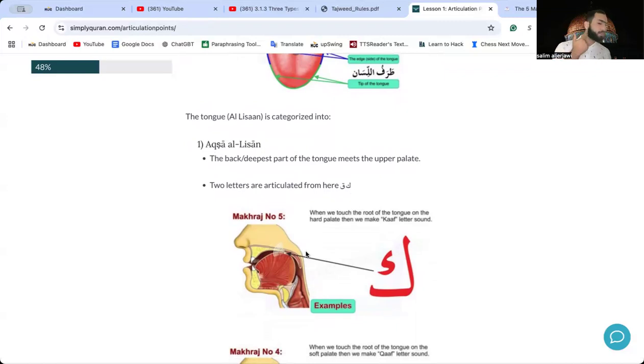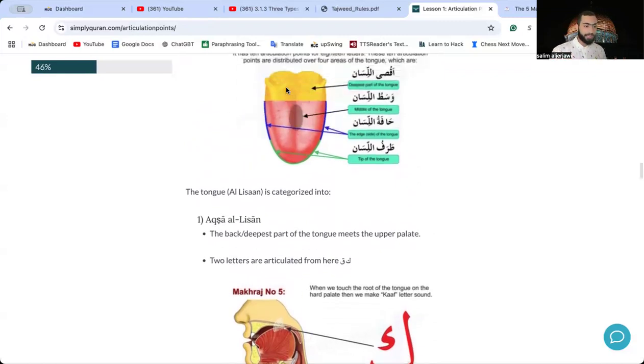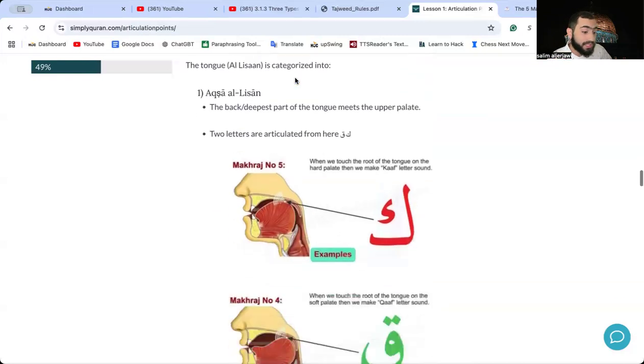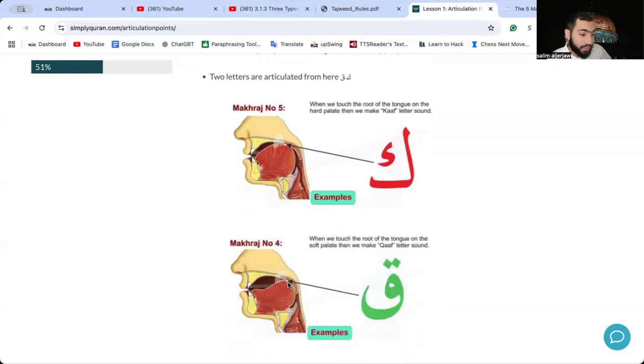The farthest point of the tongue, right here, is qaf. Then if we move a little bit forward, we have kaf. Look, qaf, kaf. Qaf is at the farthest point here, as you notice in this very wonderful demonstration, and kaf is a little forward. Qaf is here, kaf is here. There we go.